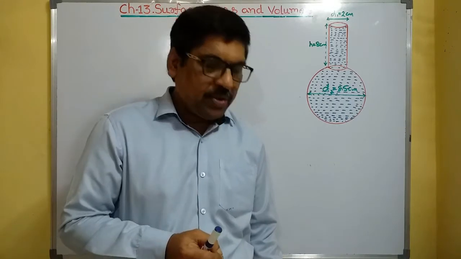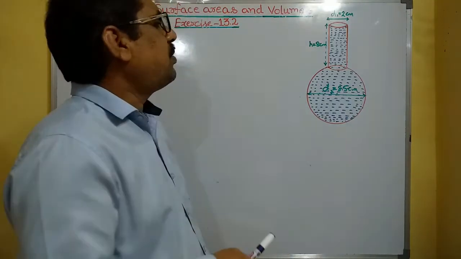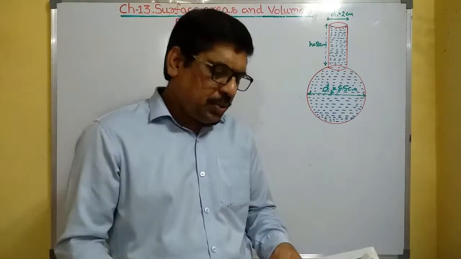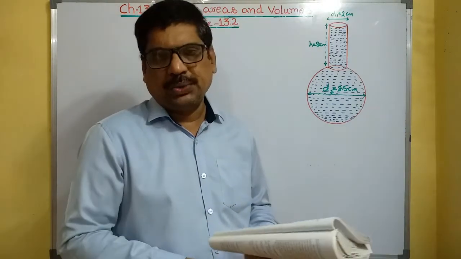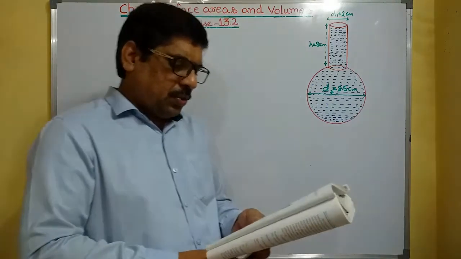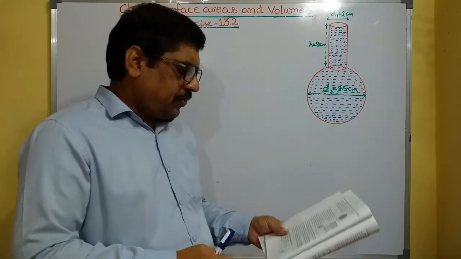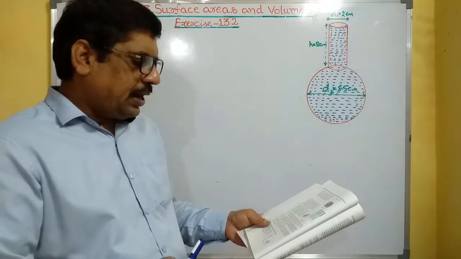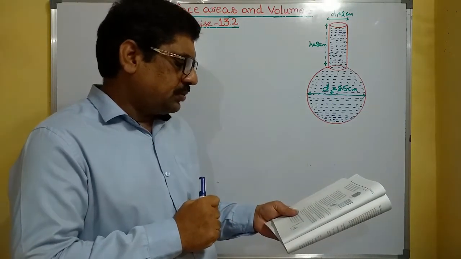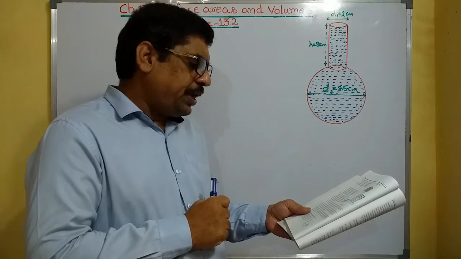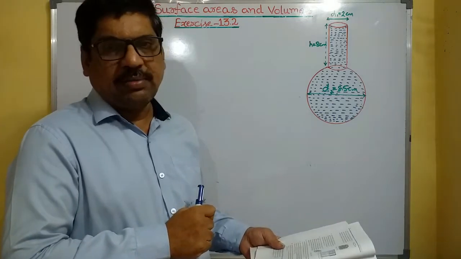Let us continue the problems from the chapter Surface Areas and Volumes. Here we need to do problem 8 from exercise 13.2. Okay, now a spherical glass vessel has a cylindrical neck 8 cm long and 2 cm in diameter. The diameter of the spherical part is 8.5 cm.